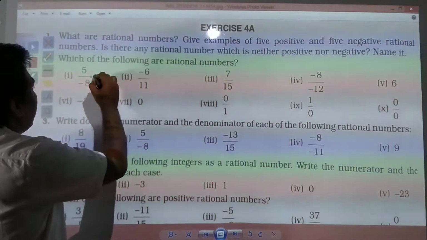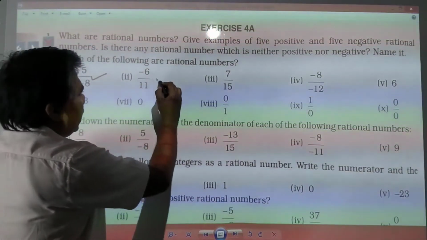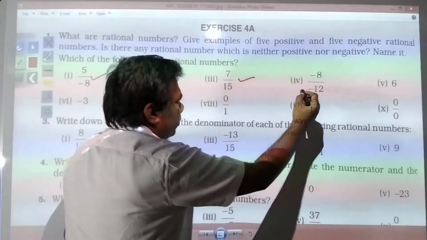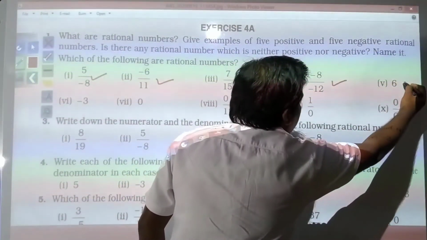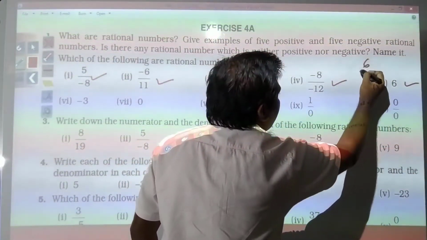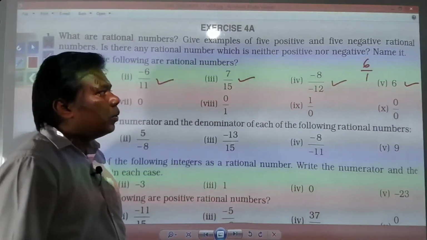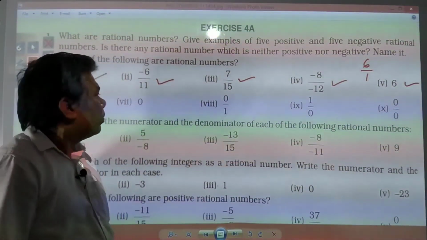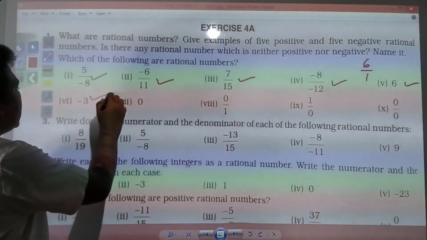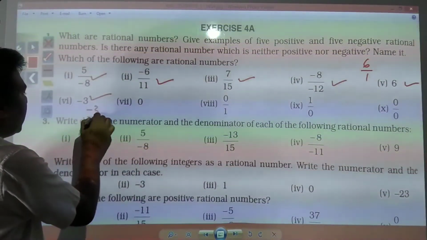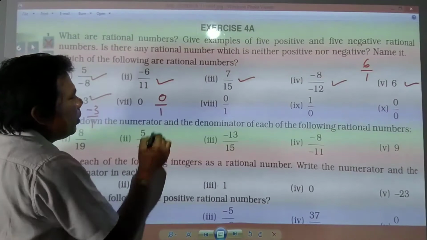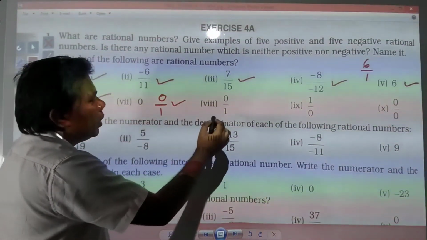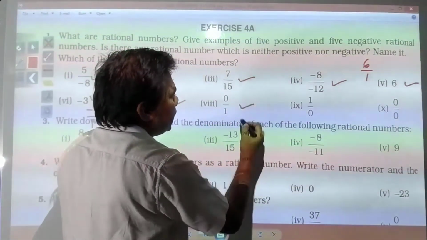So 5 by minus 8 is a rational number. Minus 8 by minus 12 is a rational number. 6 is a rational number, because 6 can be expressed in the form of p by q as 6 by 1. Minus 3 is a rational number, minus 3 by 1 we can write. Here 0 again is a rational number, 0 by 1 we can write. 0 by 1 is a rational number.